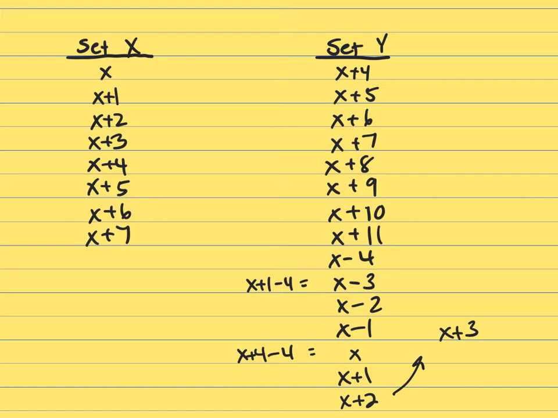Set x consists of 8 consecutive integers. So my first one's x. Okay, that's my first integer. And since we're dealing with consecutive, the next one would be x plus 1. And then the next one, take this one and add one more to it, and that's going to give you x plus 2. And on down, you've got 8 of them.